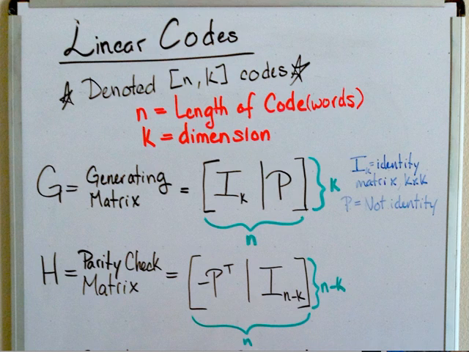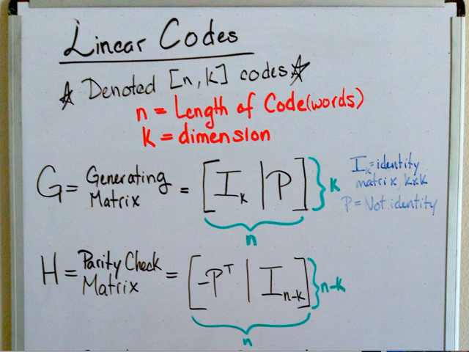This video is on linear codes. An example of linear codes would be Hamming codes. These types of codes are denoted [n, k] codes, or as you can see here, bracket n, comma k codes, where n is the length of the code words and k is the dimension.